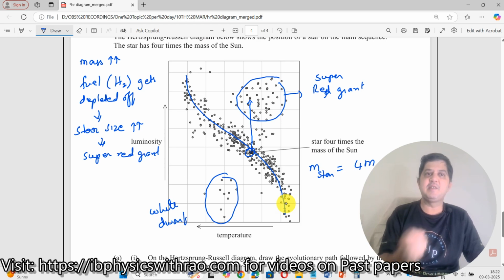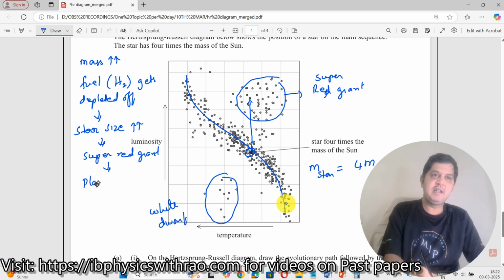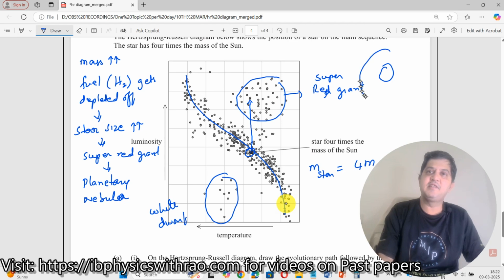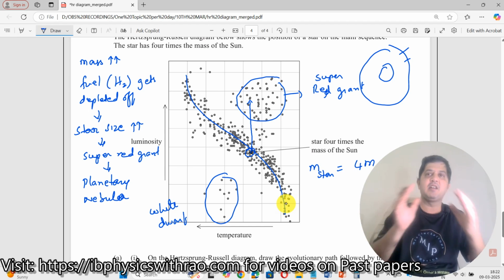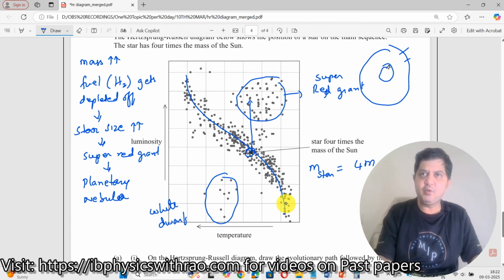Now once it is a supergiant, what will happen? After some time there will be an explosion, and after the explosion a planetary nebula will be formed. Which means the gases which are outside the core will expand and blast away. A lot of cloud and dust will be formed, and there is a core over here. There is no fuel over here. There is nothing burning inside it, and as a result there are a lot of helium atoms present here.